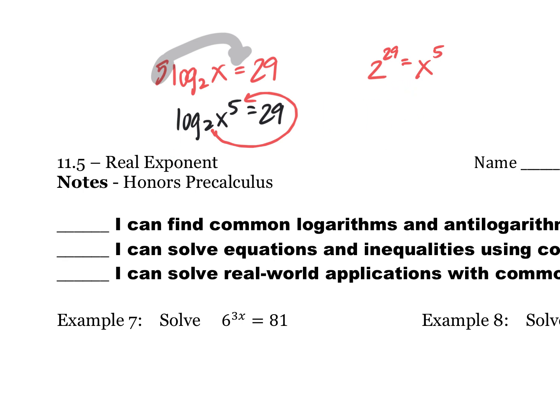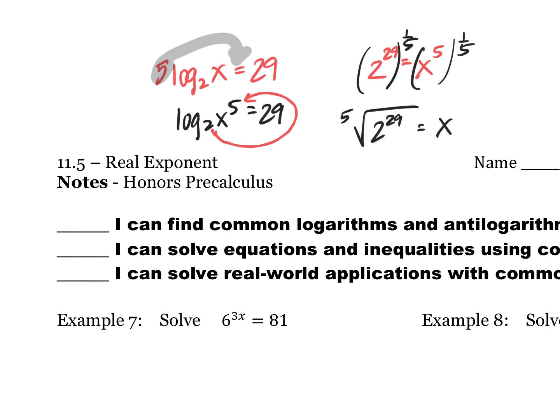What would you do now? x is to the 5th power, so how would I get rid of that? The 5th root. Is the 5th root the same as raising it to the 1/5? It is. So you could write it either this way, or you could say I just want the 5th root of 2 to the 29th. I don't care which way you write it. It's going to get us the right answer.